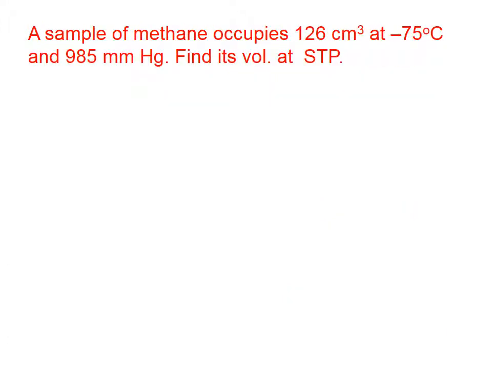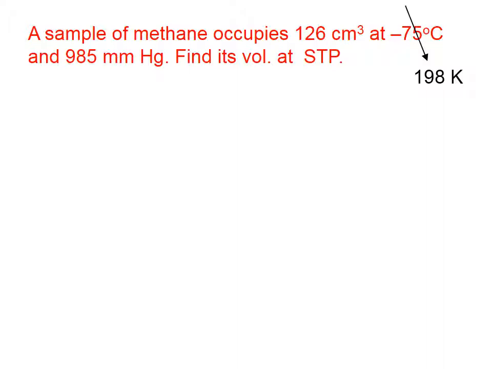So let's try a problem. A sample of methane occupies 126 cubic centimeters at negative 75 degrees Celsius and 985 millimeters of mercury. Find its volume at STP. Right away we see a temperature that's given in degrees Celsius. So immediately we're going to change that into Kelvin, because we know degrees Celsius is never okay when we're doing gas law problems.